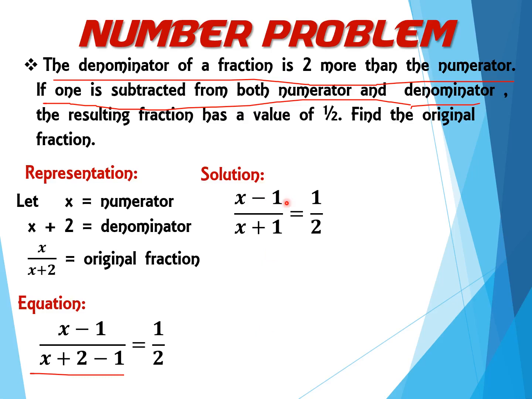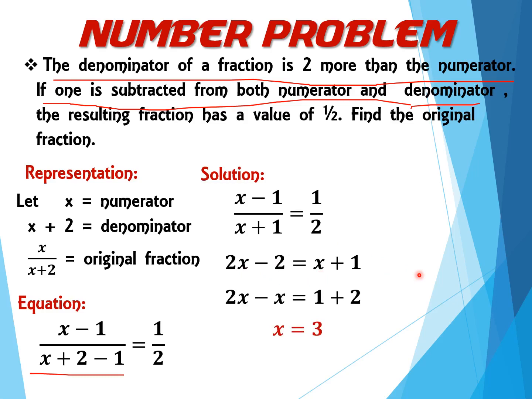Solving for this one, we can do cross multiplication. So we will have 2 times x minus 1, that will give us 2x minus 2. And then here you will have x plus 1 times 1 is still x plus 1. And then combining similar terms, or transpose here x to the left side and negative 2 to the right side, that will give us 2x minus x is equal to 1 plus 2, or x is equal to 3.